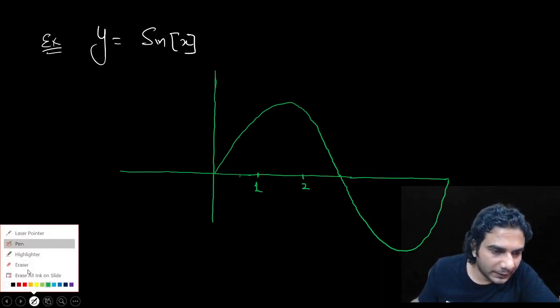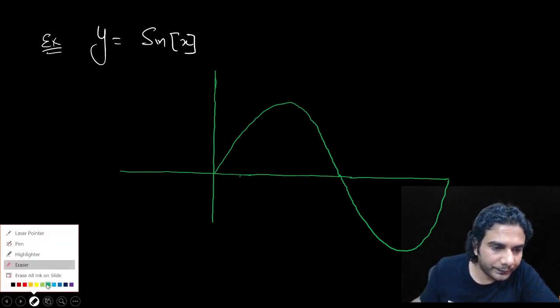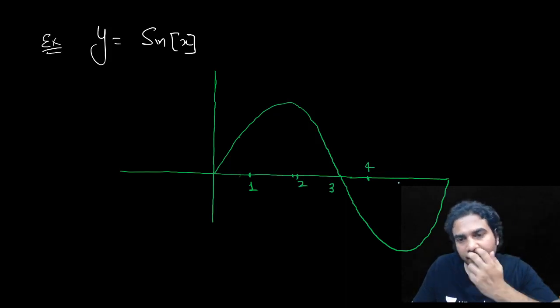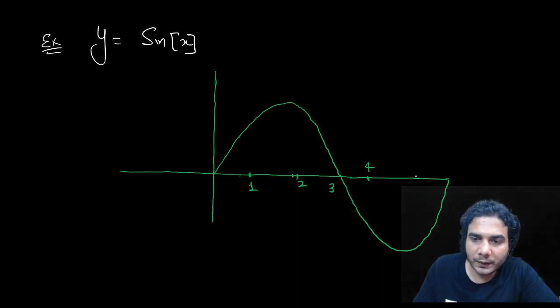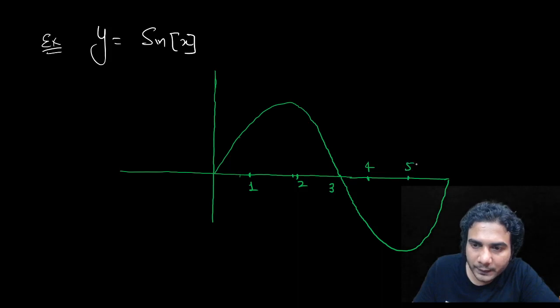Okay, I'll fix it again. Two is slightly, let's take one here, okay, now it's fine. This is two, this is three, okay, this is four, and five is, pi is 3.14, yeah, slightly ahead. This is five, ahead of 3π/2. And this is 6, okay.